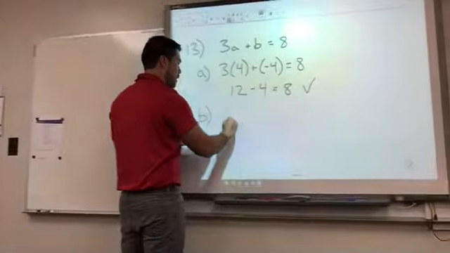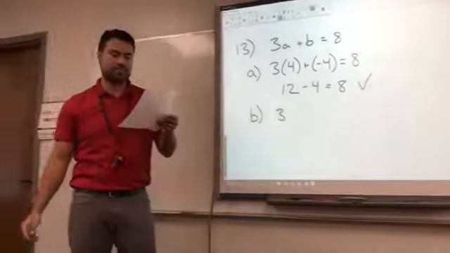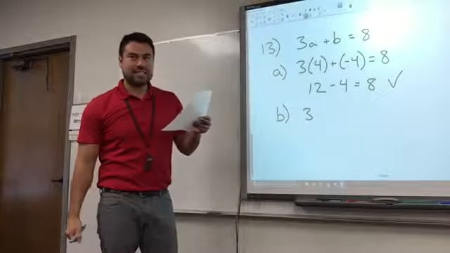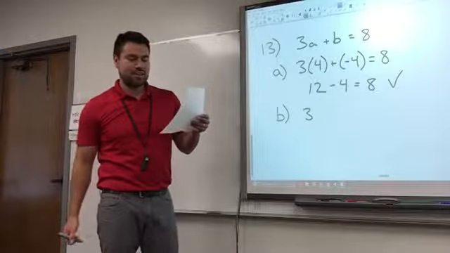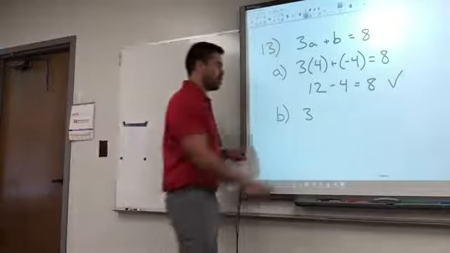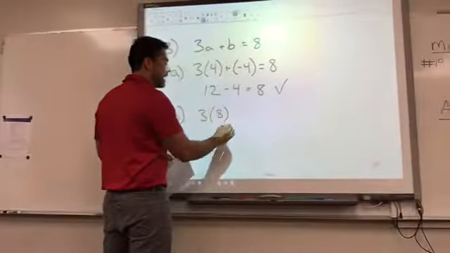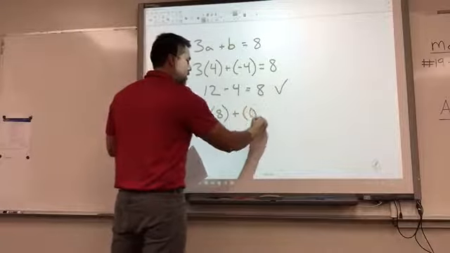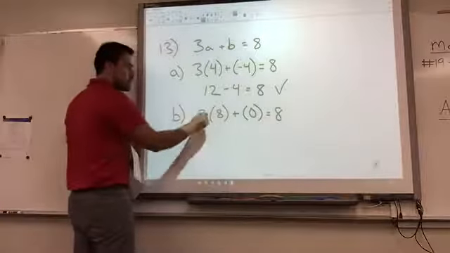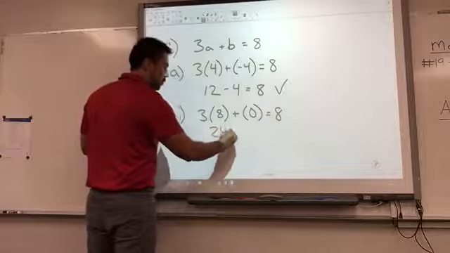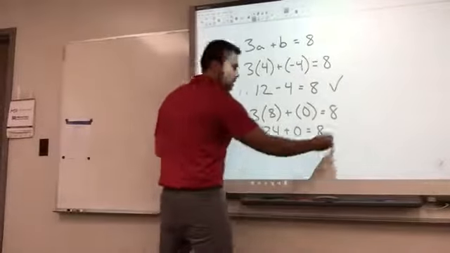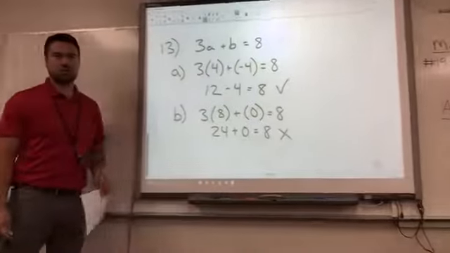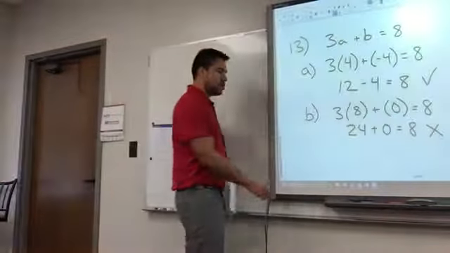B, what is the ordered pair for B? 8, 0. So I'm going to put here 3 times 8 plus 0 equals 8. So what's 3 times 8? 24. Is 24 plus 0 equal to 8? No. So this B is not a solution. Do that for C and D.